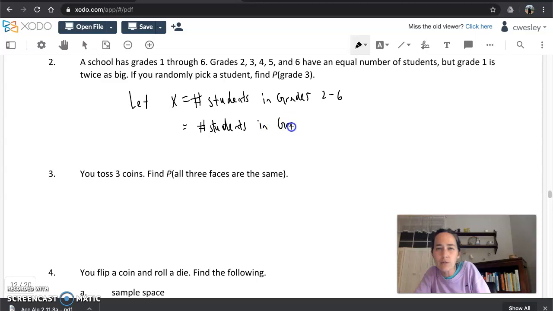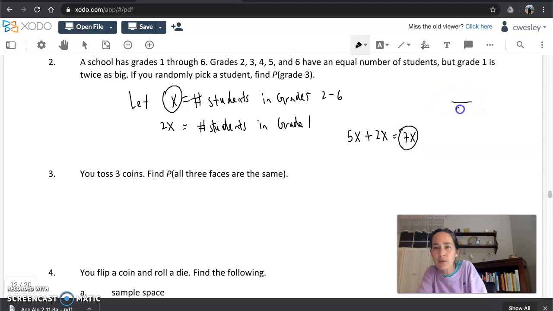In grade 1 is going to be double that, so 2x. I bet this could give us the total, right? Because we need the number of kids in grade 3 divided by the total number of kids in the school. If I add up, this is 5 grades. I add up 5 of these plus 2 more, so 5x for all the kids in the other grades plus first grade gives me 7x total students in the school.